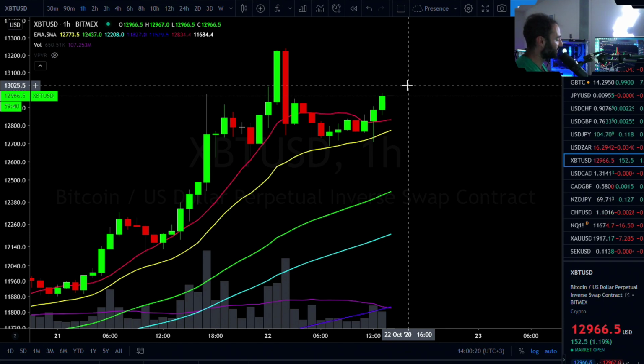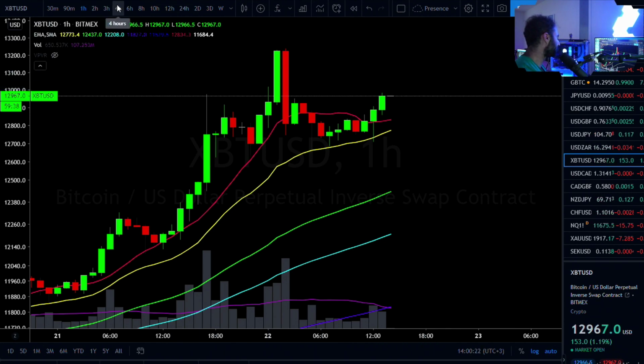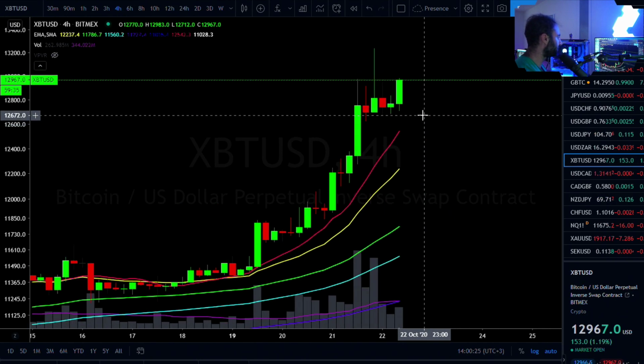All right, so what happens if I'm wrong on this one? How will you know if I'm wrong? And to be looking for continuation of the upside first before a greater pullback.